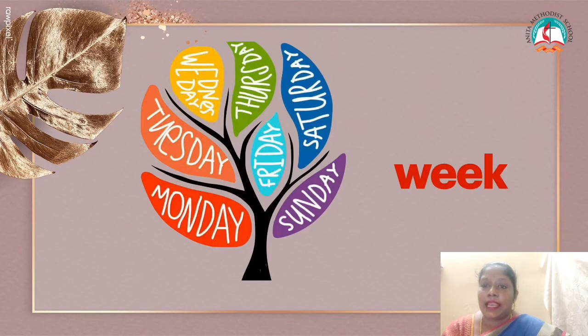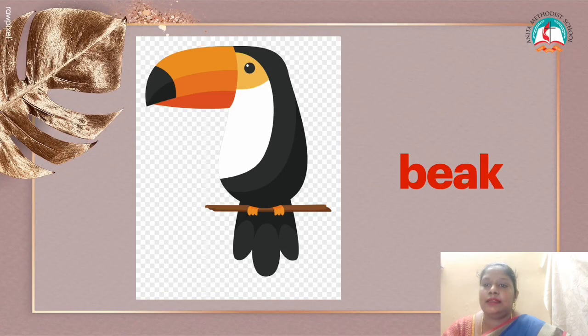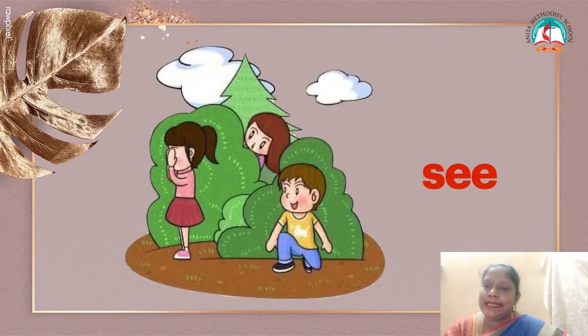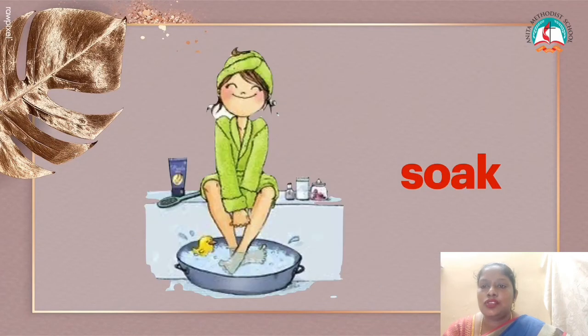Weak. Can you see two vowels there? Beak. Break. Seek. Soak. Okay, fine. I think you are now aware of the CK rule and the K rule.